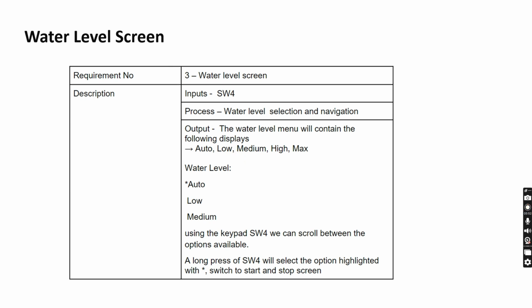Here the system displays and tracks the water level based on the selected program. It fills water to low, medium, high, max and auto levels. The LCD display changes as water fills up, and only after reaching the required level does the next process begin. Here also, switch 4 is used to navigate to the next level or next program.